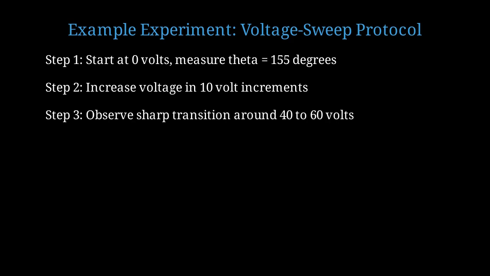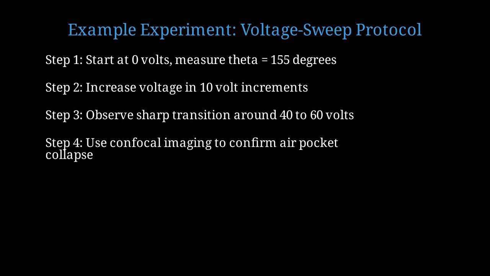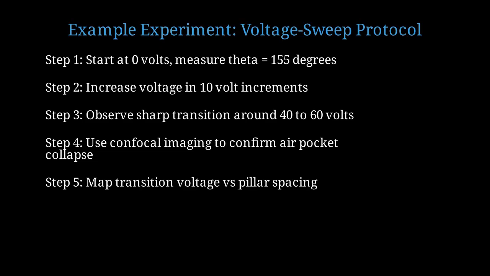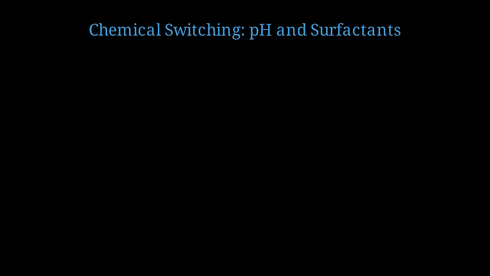The contact angle suddenly drops from 150 degrees to below 20 degrees. This is the Cassie to Wenzel transition. Step 4. You use confocal microscopy with fluorescent water to directly confirm that the air pockets have collapsed and water now fills the valleys. Step 5. You repeat this for different pillar spacings and create a phase diagram showing the critical voltage as a function of geometry.